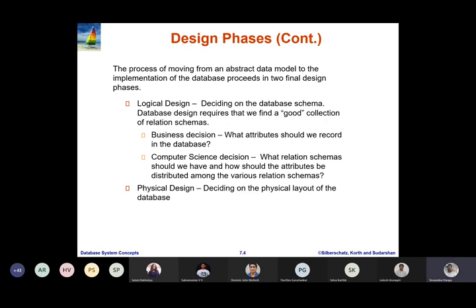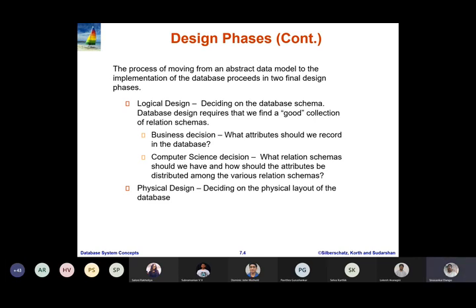So the process of moving from an abstract data model to the implementation of the database proceeds in two final design phases. One is going to be logical design. Logical design decides the database schema. So database design requires that we find a good collection of relation schemas. So logical design and physical design are going to be the two major design phases.